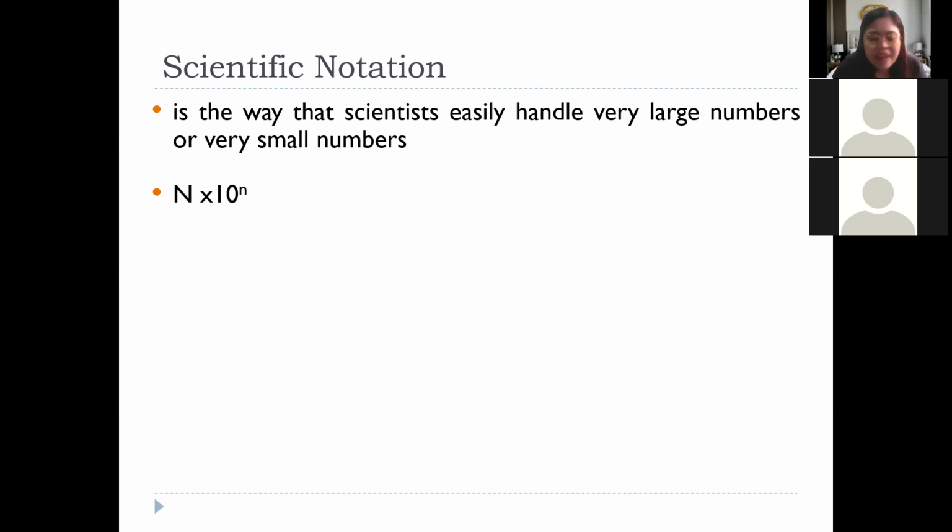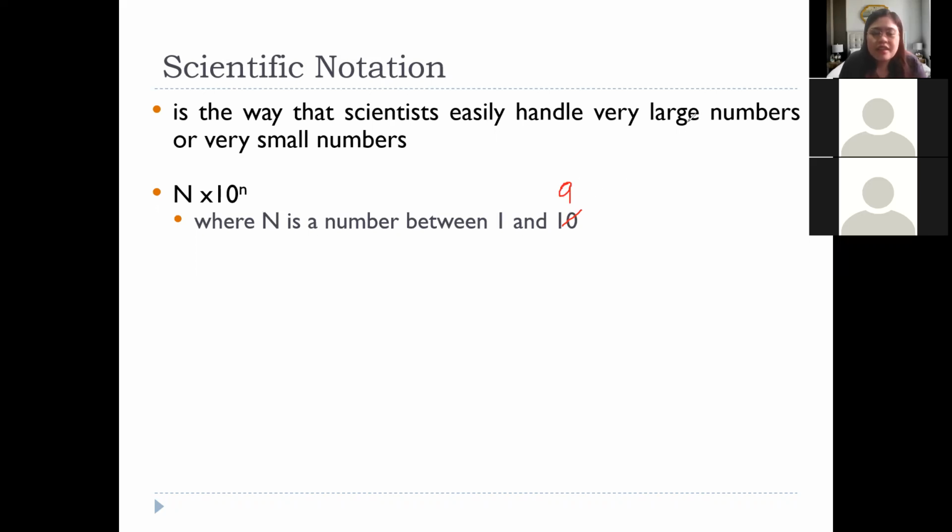Now the format for scientific notation is N times, that's capital letter N, times 10 raised to the power of small letter n. Now, what is capital letter N? That's the base number, and the values can be between 1 to 9. Let me correct this. This is not 10. Instead, this is 9. Okay?